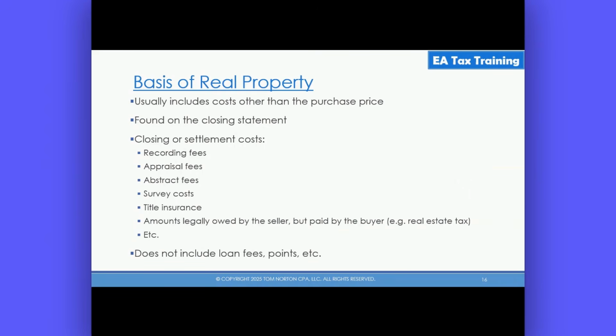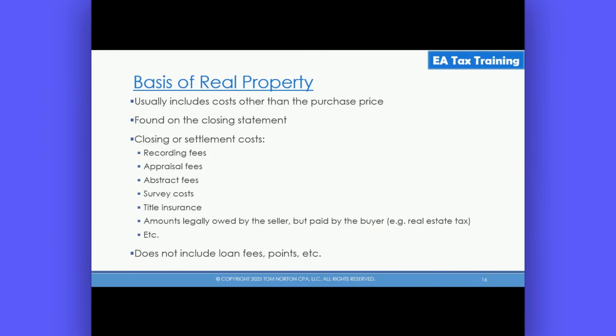When we are dealing with real properties or real estate, then the basis is almost always going to include costs other than just the purchase price. And those costs can largely be found on the closing statement. So if you've ever bought any real estate, like you bought a house, then you'll know what I'm talking about here. You get this closing statement. It's got all these different fees and costs that are included in it. So you've got things like recording fees and appraisal fees, abstract fees, survey costs, title insurance, etc. Those would all be included in the basis of that real estate.